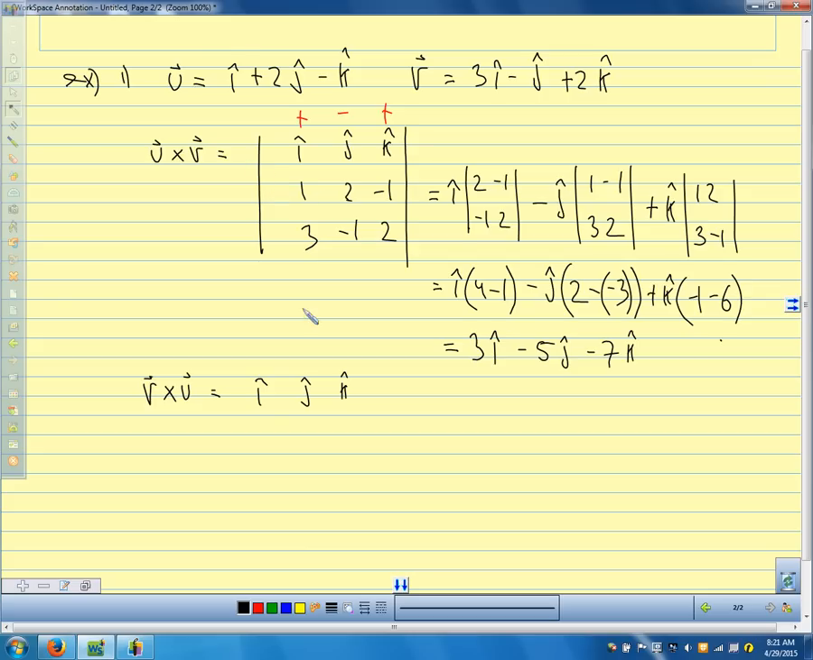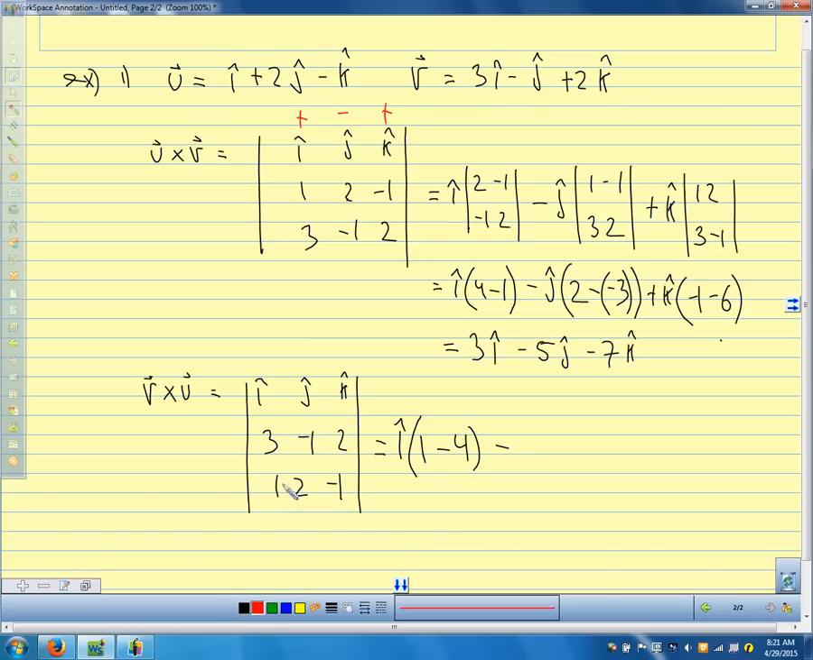V cross u, we just change the order here, so we put v first, so it's going to be 3, negative 1, 2, 1, 2, negative 1 there. And the way I usually write this out when I do a cross product is I do i hat, and then I just mentally do the 2 by 2 determinant. So I cross that out and that out. So it's going to be 1 minus 4.